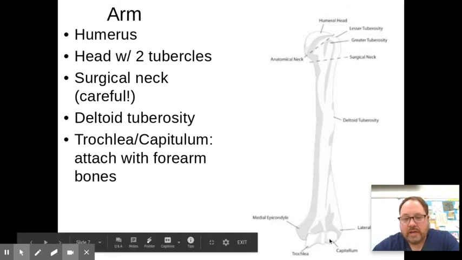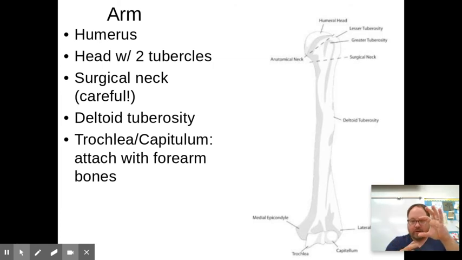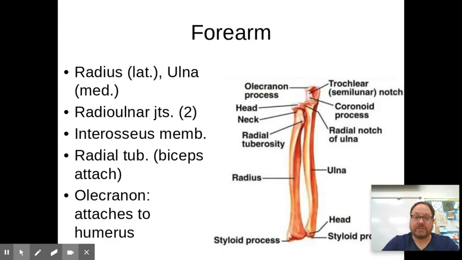It's the trochlea and capitulum. The capitulum is sort of like a dome, and the trochlea is sort of like a spool. I don't know if you've ever seen a spool for yarns. It's wider on the outside and narrower in the middle. And those are extensions of bone your forearm attaches to.